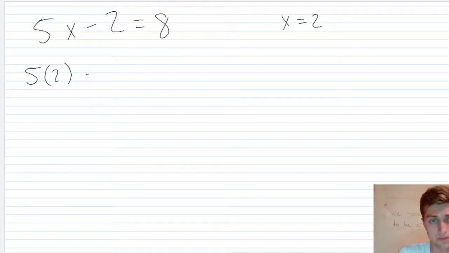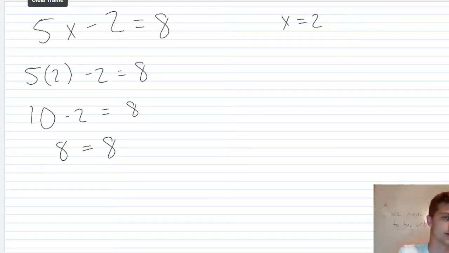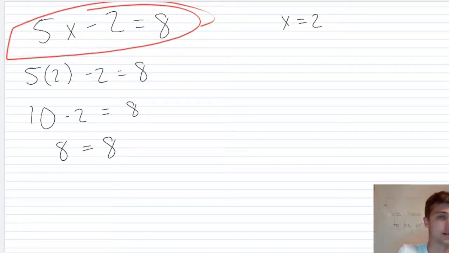5 times 2 minus 2 equals 8. 5 times 2 is 10, minus 2 equals 8. 10 minus 2 is 8, equals 8. So is this a true statement? Does 8 equal 8? Yes. Therefore, x equals 2 is a solution to this equation. Let's take a look at another.